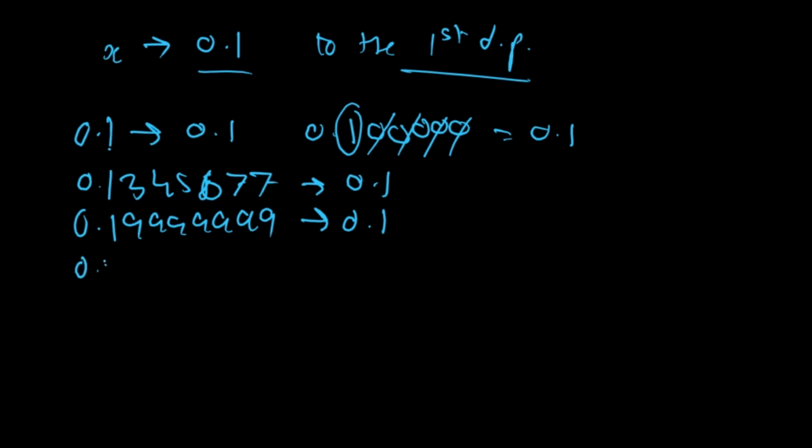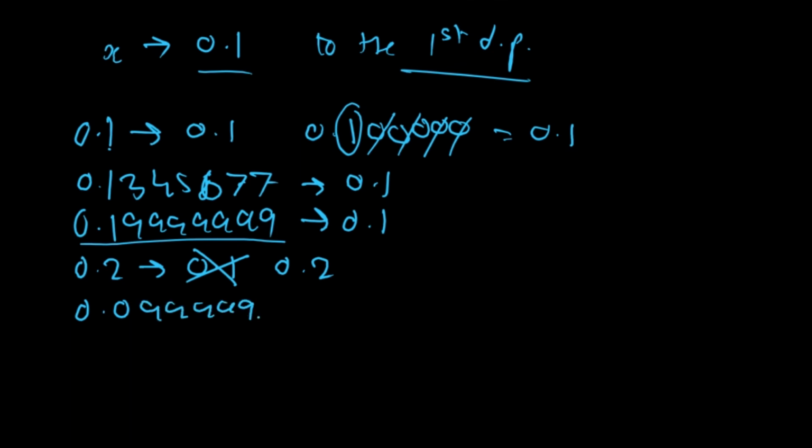Now if you had 0.2, which is very slightly above 0.199999, this truncated to one decimal place will not equal 0.1. It will be truncated into 0.2. Same with 0.099999. If you truncate it to the first decimal place, even if it's just slightly below 0.1, it would still be truncated to 0 and not 0.1.